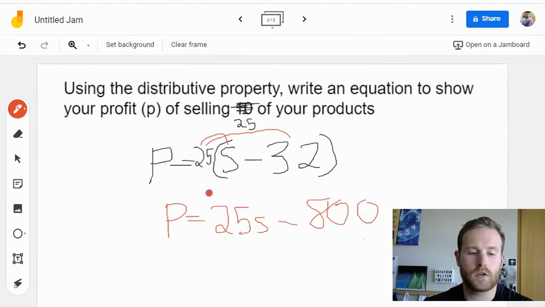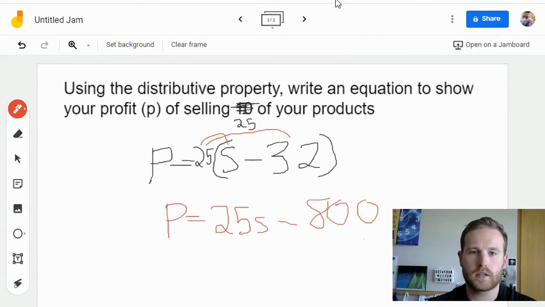So this equation shows you your profit margins for selling the number of products that you plan to sell. So it's going to be 25 times my selling price minus the $800 that it cost me to create 25 dog treat package products.